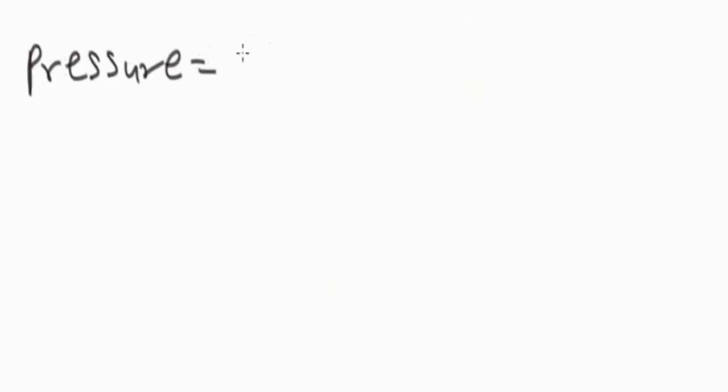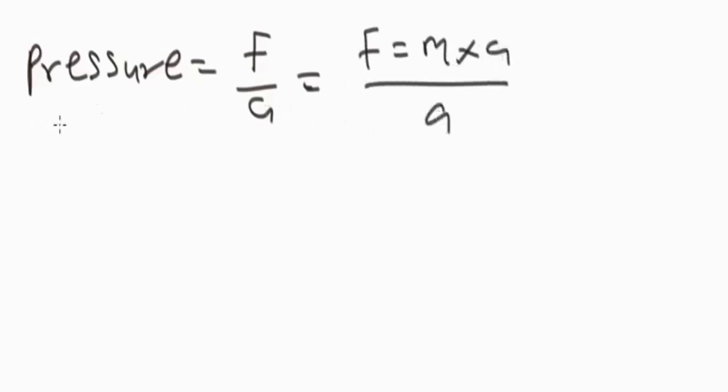Right, pressure is calculated using force over area. Force is mass times acceleration, over area. Now remember, we got the dimension of force to be mass times length per time squared.